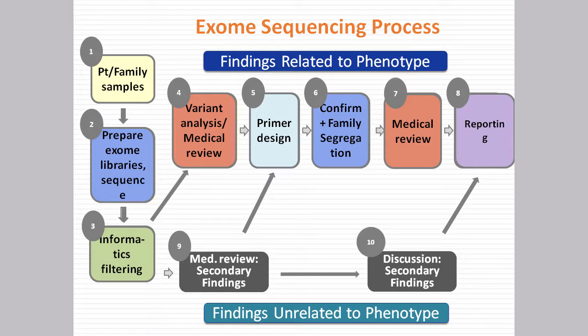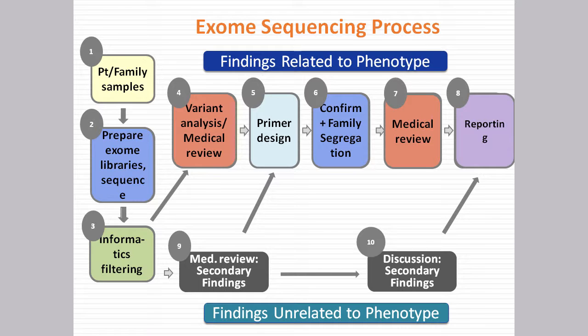And those will then be confirmed, and we do segregation studies in the family to see if that makes sense, and all these data get reviewed again. Then we report the findings for everything we can identify related to the patient's phenotype. In addition, if you have the entire genome to look at and see every gene, there will be variants you find incidentally that have nothing to do with your patient's phenotype.